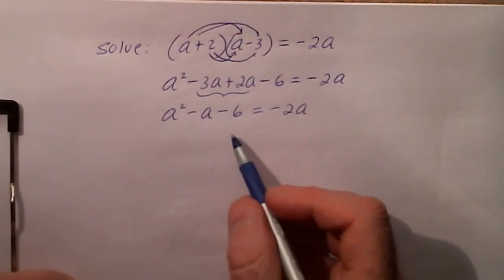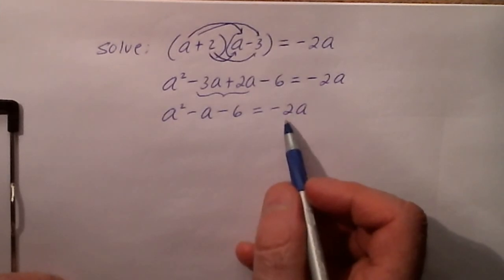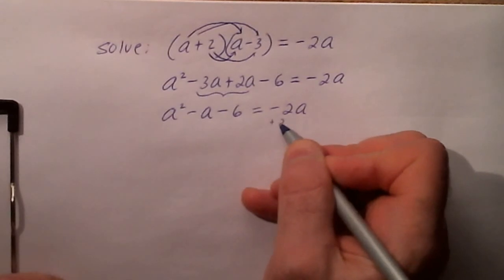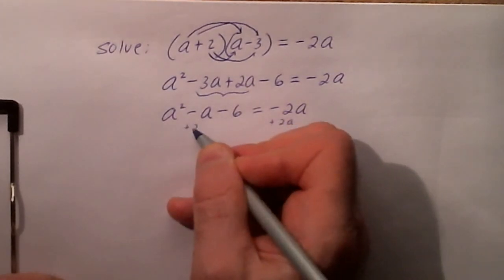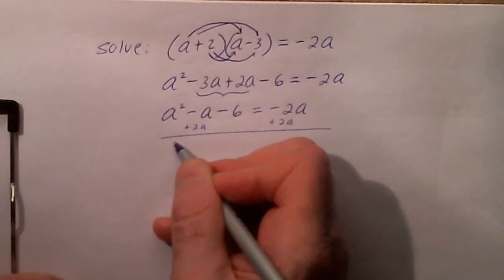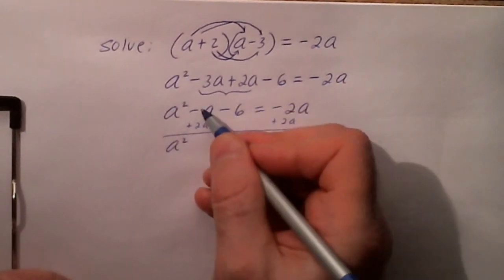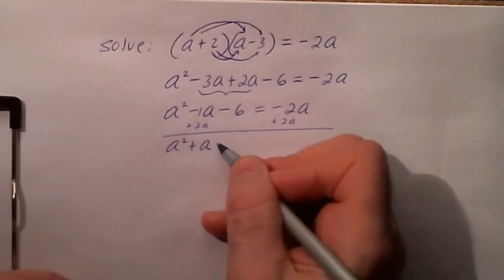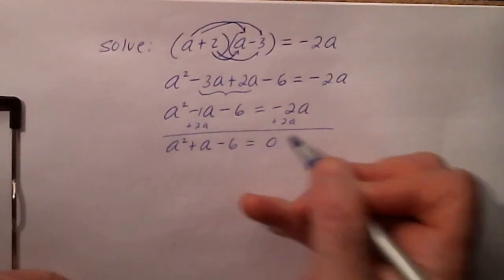And now, ladies and gentlemen, we're in a position to get this equation set equal to 0. To do so, we add 2a to both sides of our equation. So we add 2a to the right side, and we're going to add 2a to the left side. When we do that, we'll have a squared. Negative 1a plus 2a is 1a. Bring the minus 6 down, and the right side of our equation is 0.